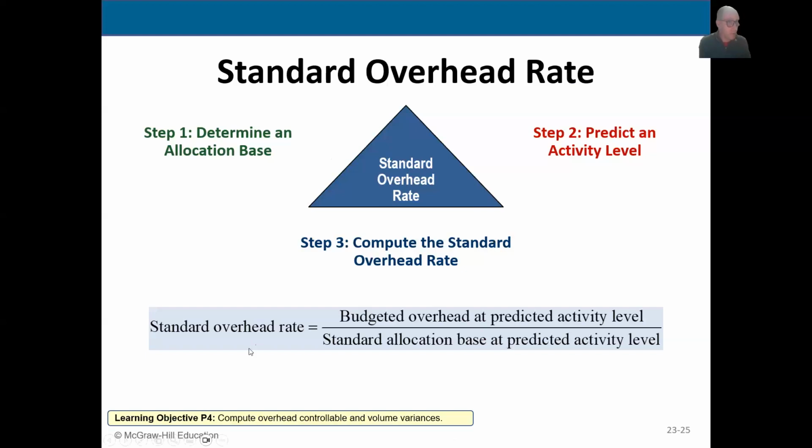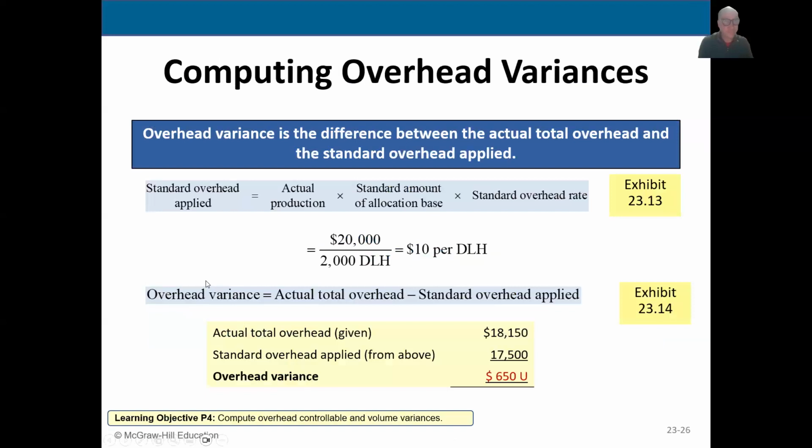Okay, so let's walk through an example. And this is the extrapolated part of this, yeah? So we take the actual production times the standard amount of allocation base times the standard overhead rate. In this example, we have 20,000 divided by 2,000 hours equals $10 per direct labor hour.